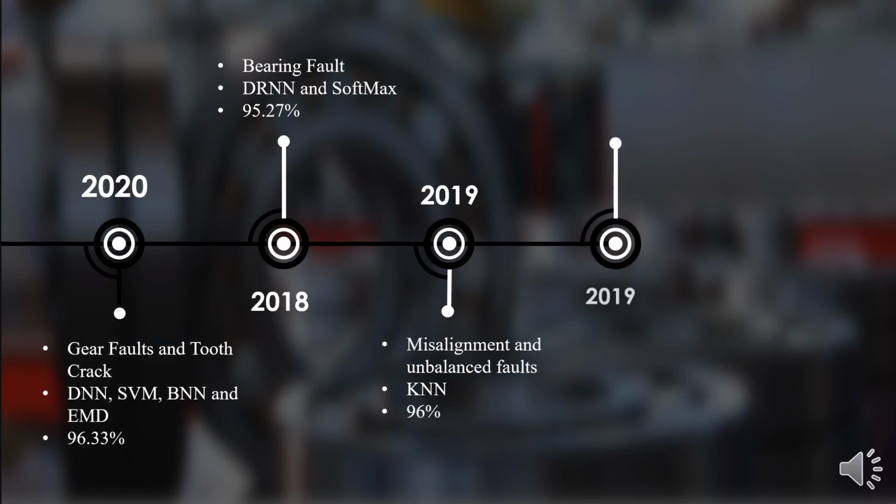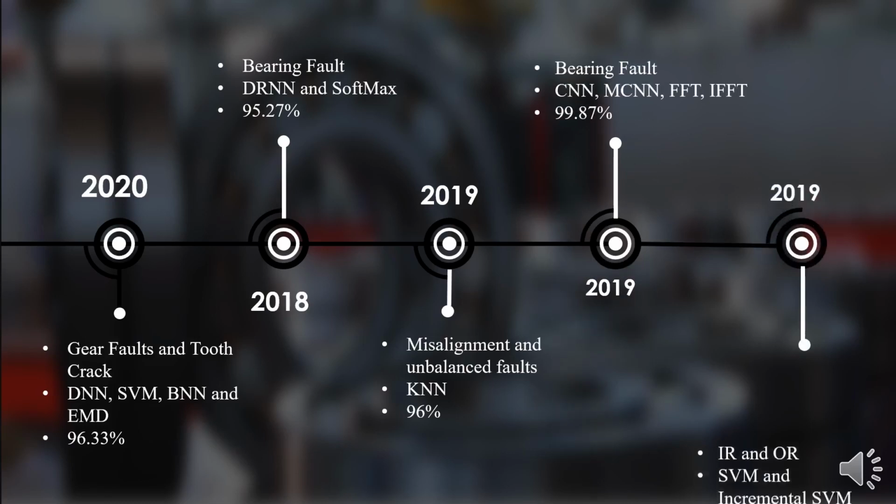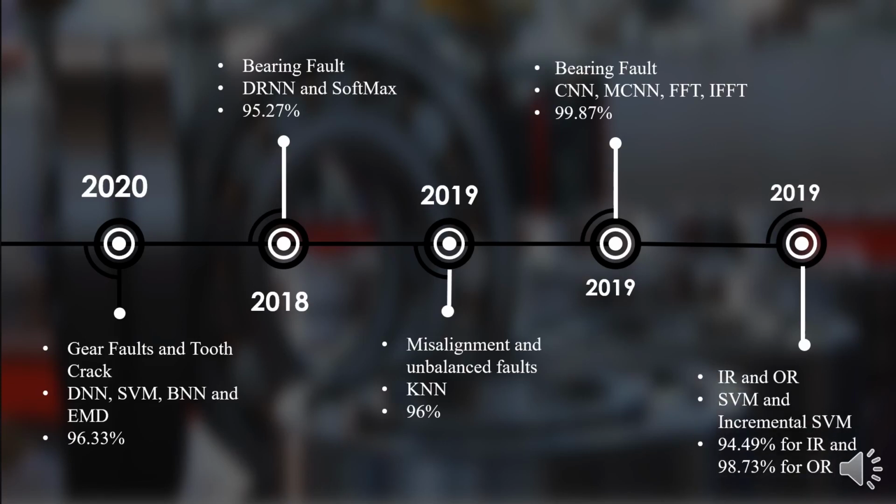In 2019, 99.87% accuracy is obtained on the dataset provided by Case Western Reserve University. Adaptive weighted multiscale convolutional neural network technique is used for the diagnosis of bearing faults in rotatory machines. In 2018, SVM and incremental SVM were observed for inner race fault and outer race fault. Effective results were produced by incremental SVM, 94.49% for inner race fault and 98.73% for outer race fault.